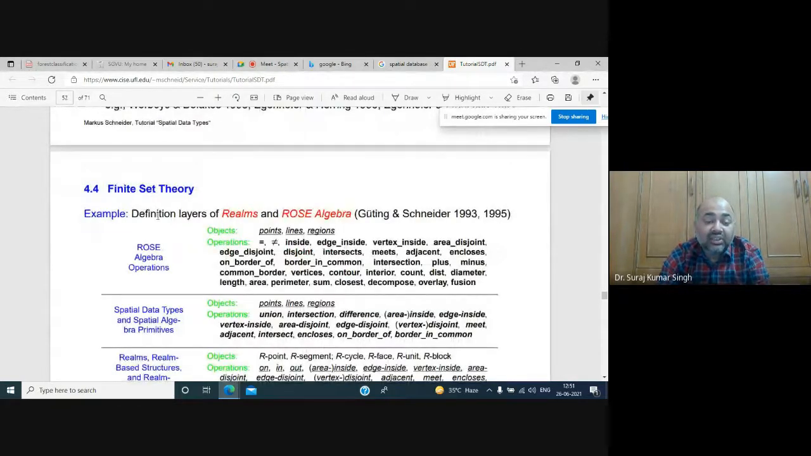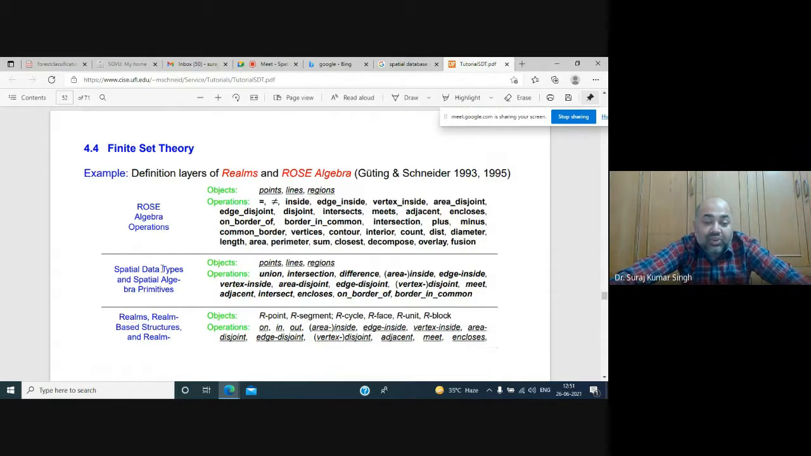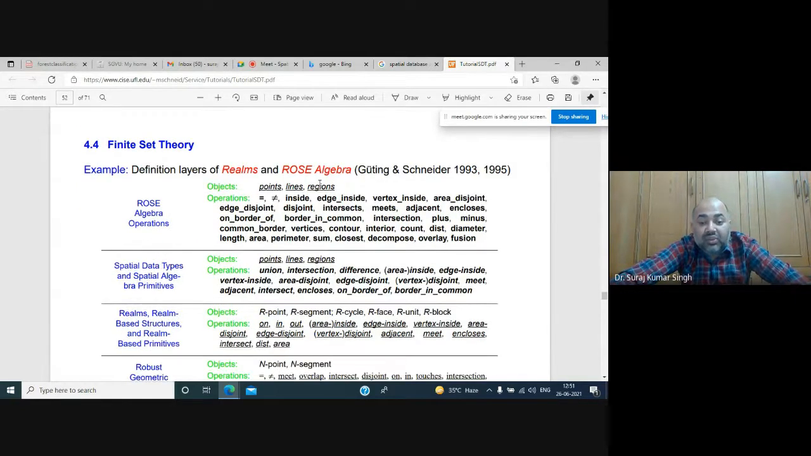Then you have finite resolution theory, which says definition layers of roses and realms by Güting and Schneider in 1993 and 1995. So the ROSE algebra operations for the object operation, we go for inside, edge inside, what is inside, area disjoint, edge disjoint, disjoint.